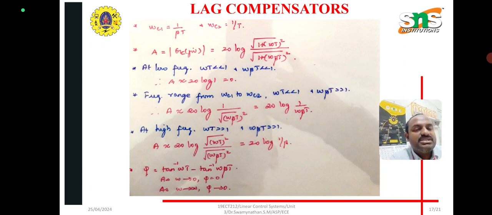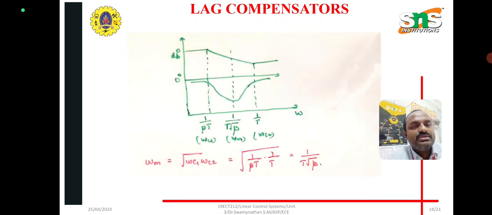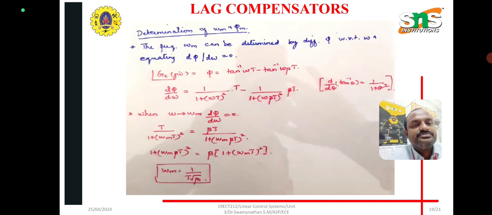And next, after the magnitude, is phi, the phase angle: tan inverse omega T minus tan inverse omega beta T. So when omega is equal to 0, phi is also 0, and when omega is infinite, phi is also 0. So you can get the phase angle from the frequency response analysis. Omega m is the root of omega c1 omega c2, and again you just substitute the omega c1 and c2 values here, then you can get 1 by T root of beta. So the determination of omega m and phi m is the same as for lead compensation.